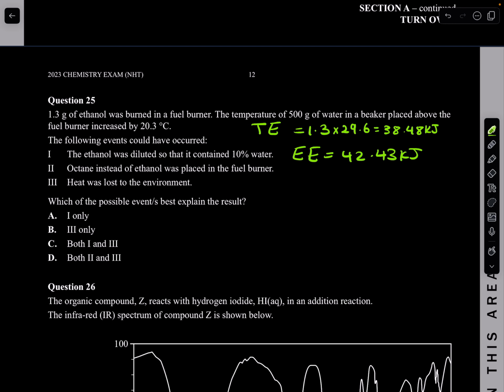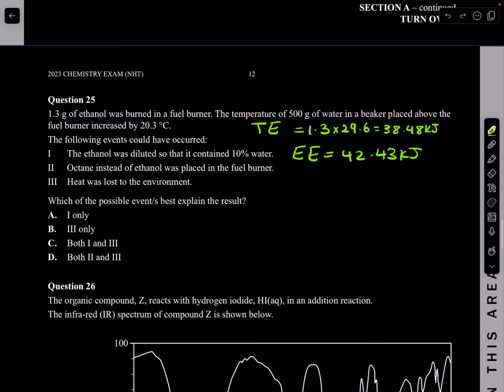How do we overestimate our energy? Damn, we've overestimated the energy, which is crazy. How? Well, let's look at the events now. The ethanol was diluted so that it contained 10% of water. Rubbish. If you actually had water in the ethanol, most of the energy would have been given to the water to evaporate it, so your experimental energy would have decreased to less than that 38.48. But we can see that it's overestimated, so that's rubbish.